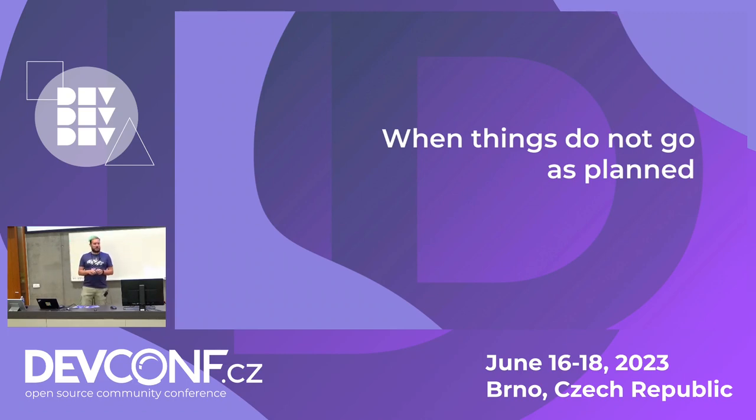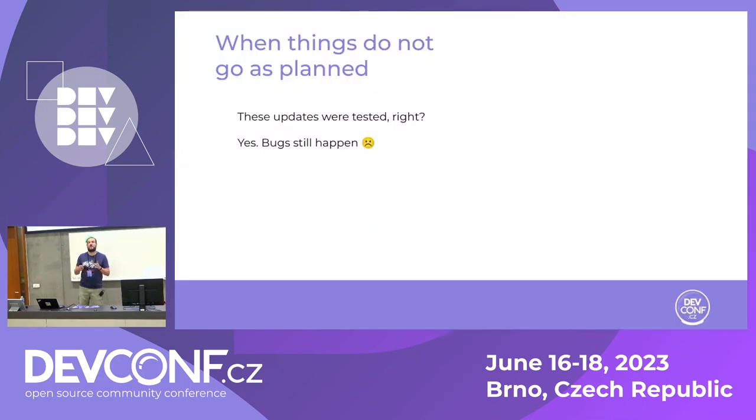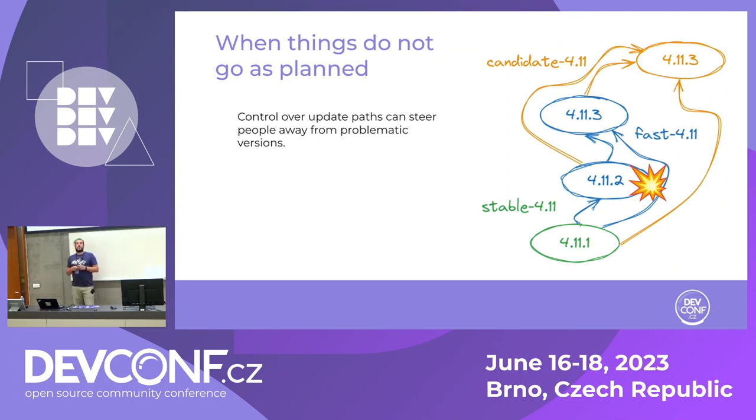But in reality, things do not often go as planned. I've said we test all this, right? OpenShift is heavily tested, upgrades are heavily tested, and if we have an edge in the graph, it's supposed to work. Yeah, but it's the real world, right? Bugs still happen. Sometimes things slip out. And when we manage to release something that's slightly problematic in some way, we can use the control we have over the upgrade graph to steer people away from the problematic releases. So we can say, hey, don't upgrade to this version, it could maybe break you.